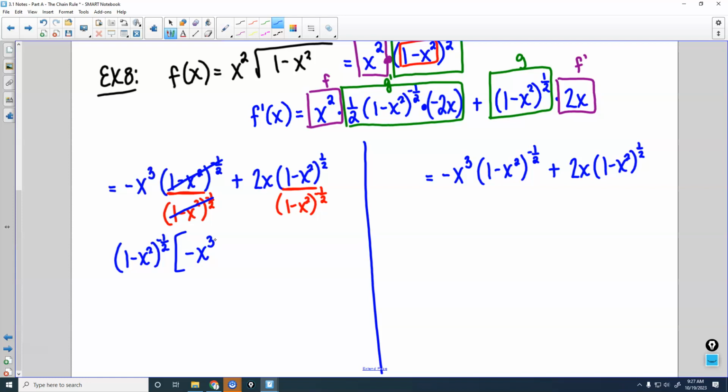All right, there. Yes? The x squared times 1/2 times negative 2x. So all of those pieces there together will give you the negative x to the third.